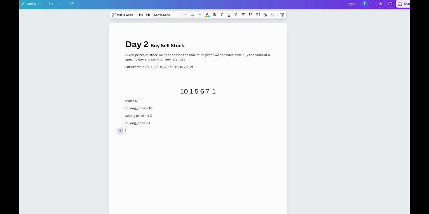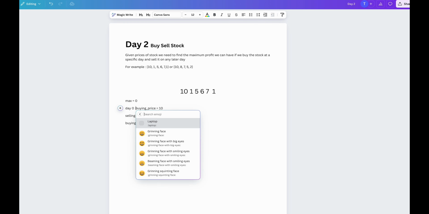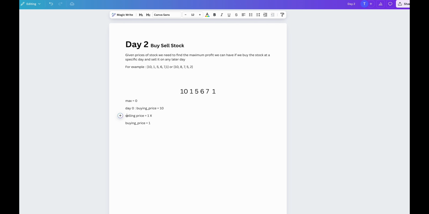This is your day 0, and this was day 1 where you wanted to sell it, but because your selling price was less than the buying price, instead of selling it, you bought it at that price. So at day 1, starting from index 0, your buying price is going to become 1.